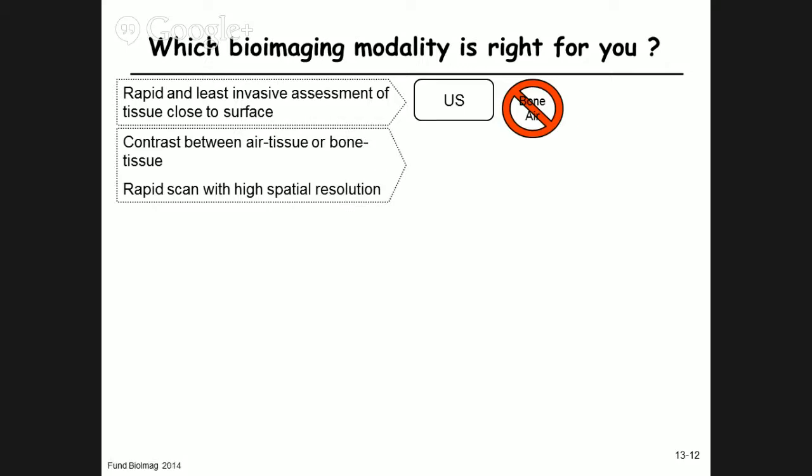If one is interested in contrast between air tissue or bone tissue and wants a high resolution scan that is very fast done, so here the imaging technique is X-ray or computed tomography. Okay, air tissue contrast, rapid scan.